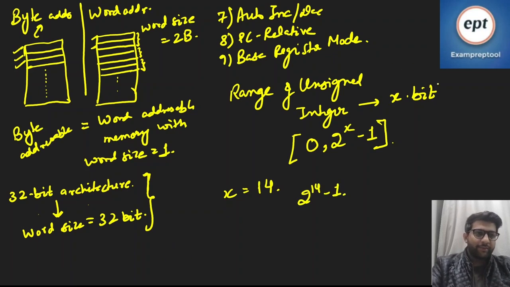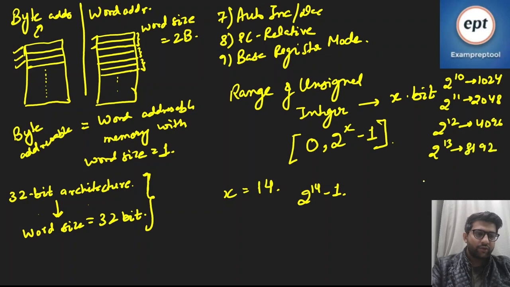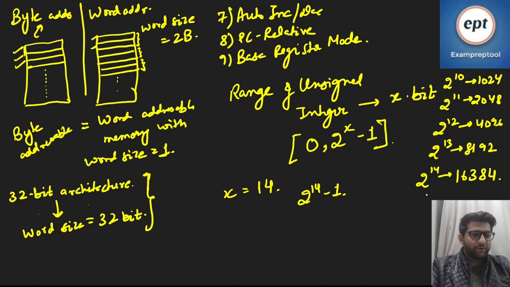Now again you should remember some values of 2. You should remember the powers of 2: 2 power 10 equals 1024, 2 power 11 equals 2048, 2 power 12 equals 4096, 2 power 13 equals 8192 and 2 power 14 equals 16384, right? You should remember at least till 2 power 14. This will save your time. You do not have to use the calculator to calculate these powers of 2. You should remember these because these are highly used values of 2, right?